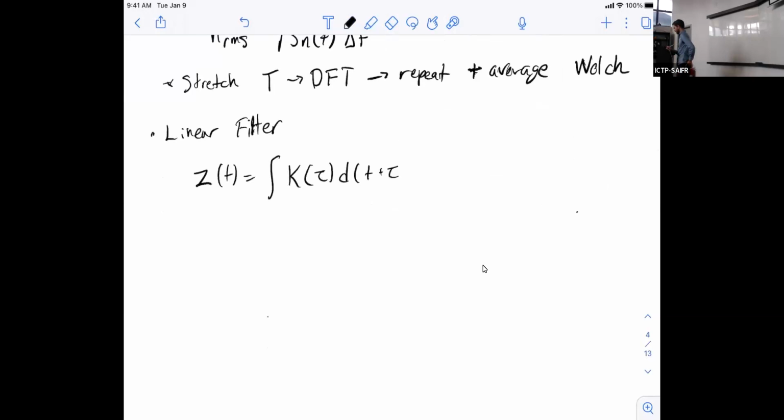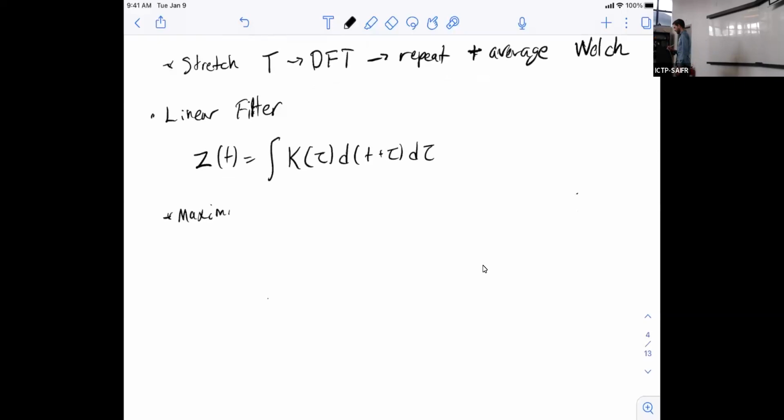And it is up to us to choose the kernel we want to use. We can choose any kernel we want, but it turns out that if we restrict ourselves to linear filtering, there is a uniquely good answer. What we, in the end, want to do is maximize the so-called SNR, signal-to-noise ratio.